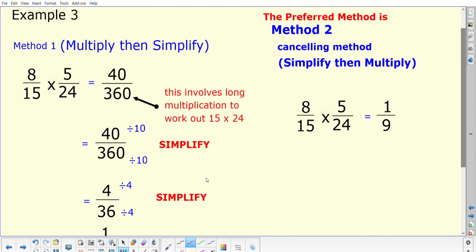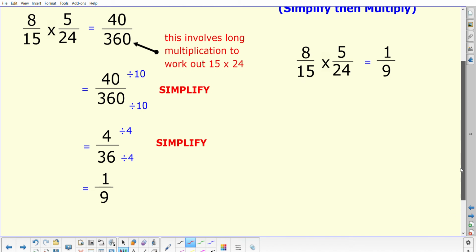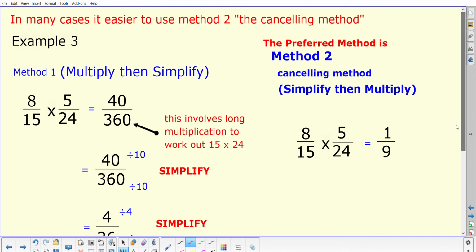You then have this fraction of 40/360. That needs to be simplified. You might spot that you can divide top and bottom by 10. That gives you 4/36, but then we can still divide that by 4, top and bottom, so we'd have to simplify again, and eventually we would get to 1/9. If you look at the right hand side, I'm going to show you how we can get there a whole lot quicker by doing the cancelling method.